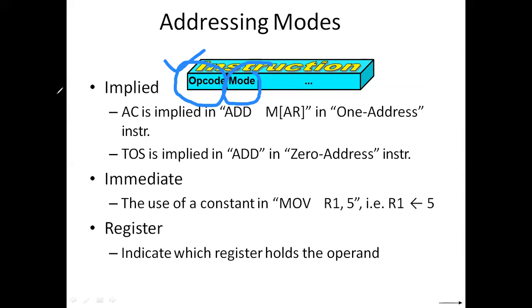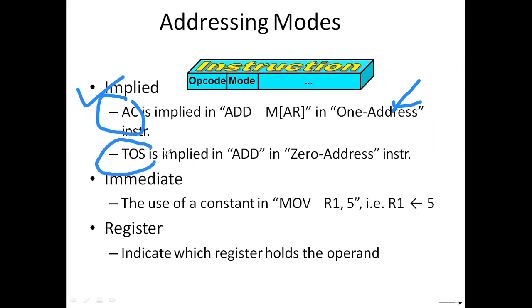Now implied. AC is implied in add, in one address instruction. I hope you have not forgotten about the one address instruction that we have discussed already, where we are using what? Accumulator, right? Yes, sir. Good. Then TOS. So TOS stands for, quickly, top of the stack. Yes, very good. So TOS is implied in AND in zero address instruction. So they are part of the implied addressing mode.